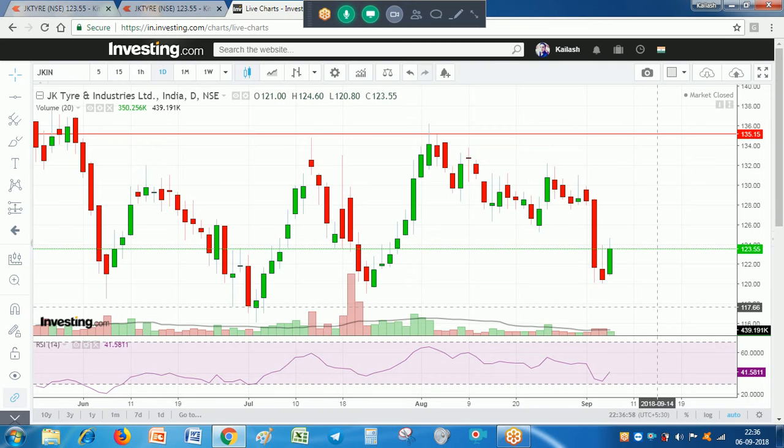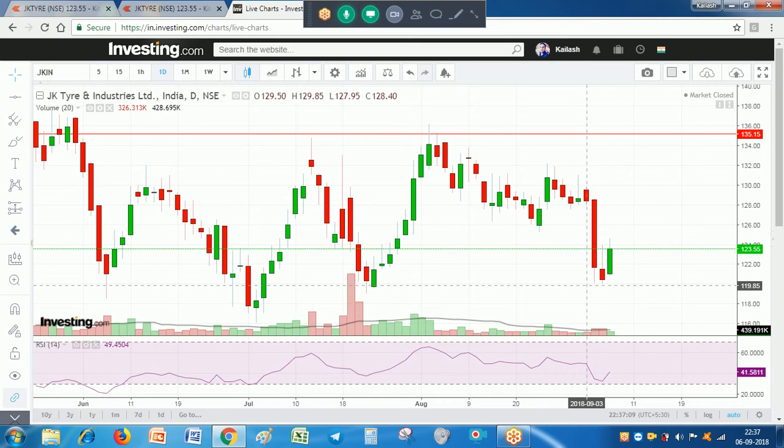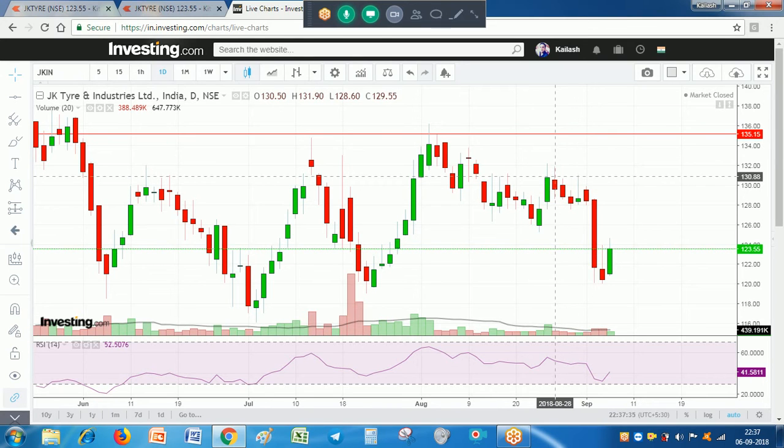So if you want to buy somewhere at this level, this could be an opportunity. For the safe side we will keep a stop loss at the 118 level, or we can even keep a stop loss of 120, and buy this stock above 123. The immediate target would be 128 pence, at the high of this candle. If it manages to cross that level, then it could go up to 130, and then 135 and so on.